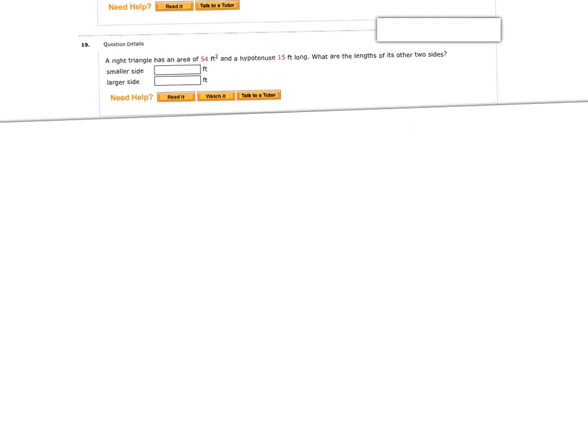All right, next up here it says a right triangle has an area of 54 and a hypotenuse of 15. What are the lengths of the other two sides? All right, cool. So let's see. Let's go ahead and draw a triangle here. We know the hypotenuse is 15, and I know area for a triangle is 1/2 base times height.